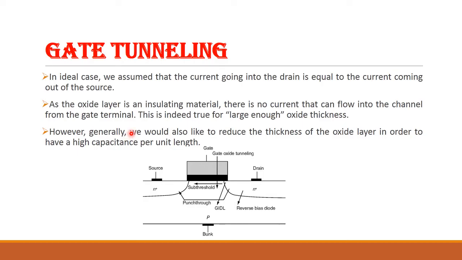Then gate tunneling. Normally the gate oxide will be thick. If you are reducing the size of the transistor, automatically we are reducing the size of the gate oxide also, that is the SiO2 layer thickness. As the thickness is reduced, the charge carriers will be tunneling through this gate oxide. So this effect is called gate tunneling.